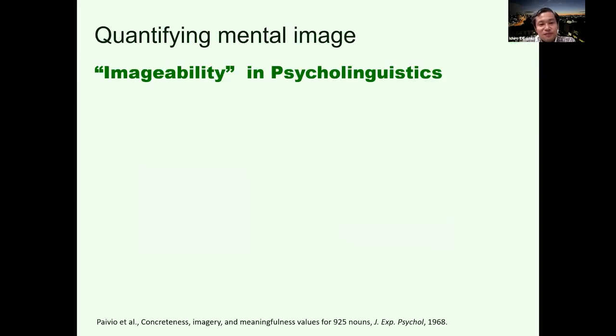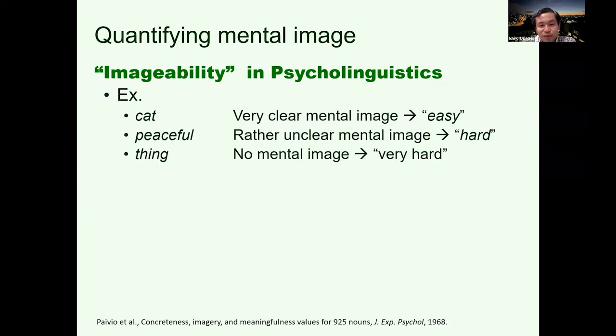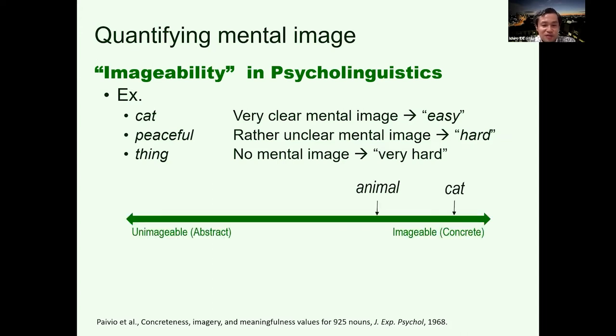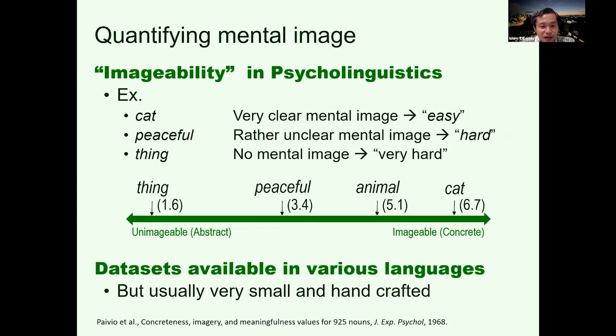So how do we do this? Actually, we found that there is a concept called imageability in psycholinguistics. For example, say cat, it's a very clear mental image, it's rather easy. For peaceful, it's a rather unclear mental image, it's hard. And thing, okay, thing can be anything. So there's basically no mental image, it's very hard. So these are basically the same idea. So they have values. Actually, there are dictionaries that have this kind of values that you can search for.